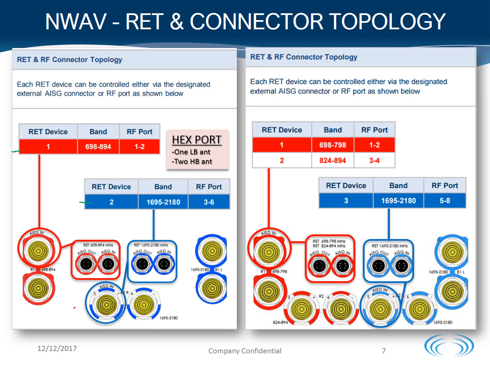On the hex port antenna, it consists of 1 low band and 2 high band antennas. There are 2 RETs on the hex port antenna. You have RET device 1 for the low band and RET device 2 for the high band. Also note the frequency of operation for each of the bands and the port number assignment.